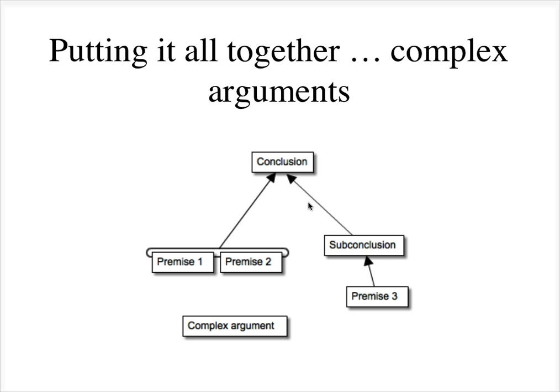So overall, sort of at the top level, this is a convergent argument. We have two separate lines of argument, each supporting the conclusion. One side of the support is two linked premises, whereas on the other side, we have a premise leading to a subconclusion, which leads to the conclusion.